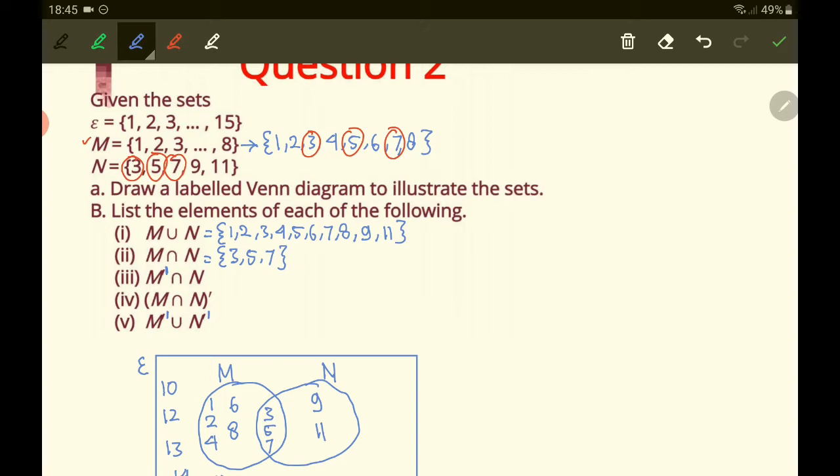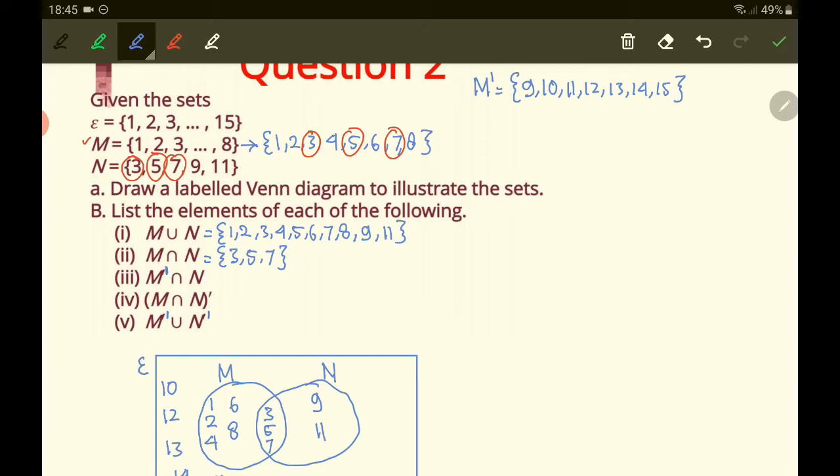So M complement, we have to know first what is M complement. So M complement, let's list down here. M complement, something that is not M. So M here is from 1 until 8. So something that is not M but is included in the universal set, it means from 9 until 15. So we just write 9, 10, 11, 12, 13, 14, and 15. So this is M complement.